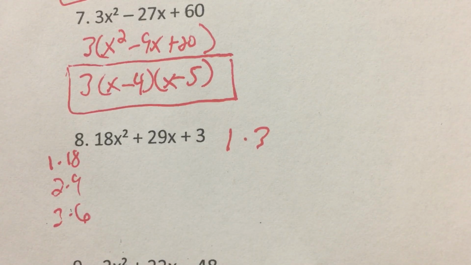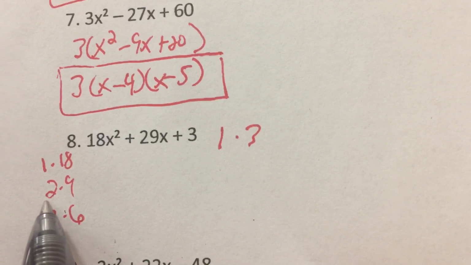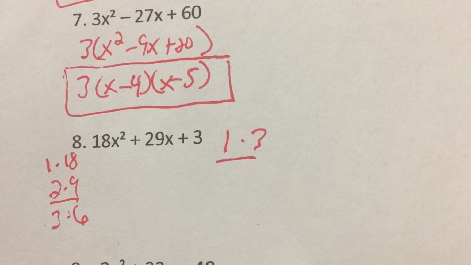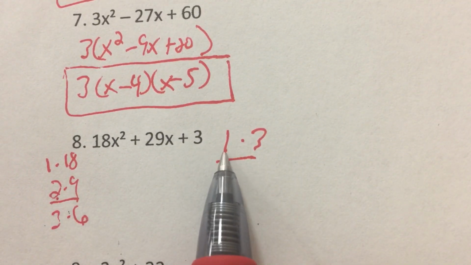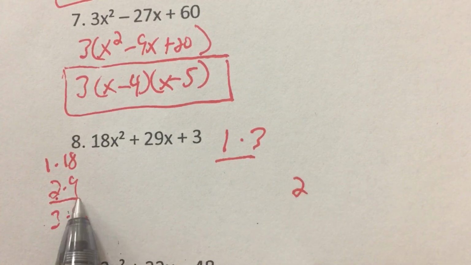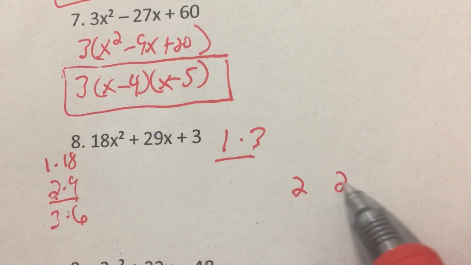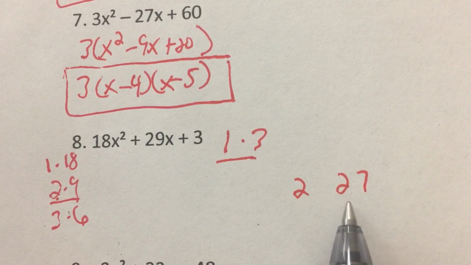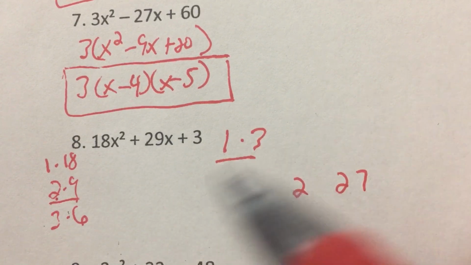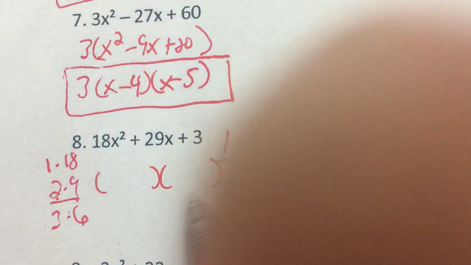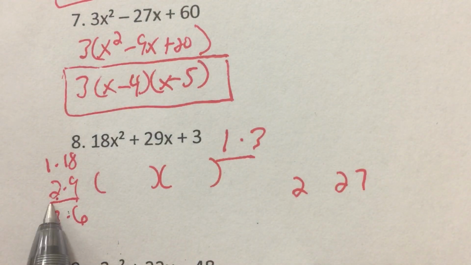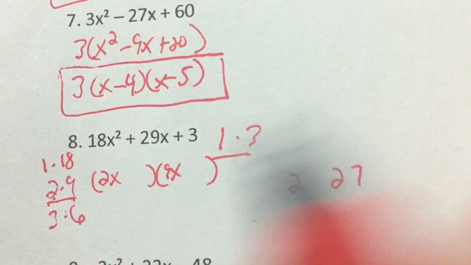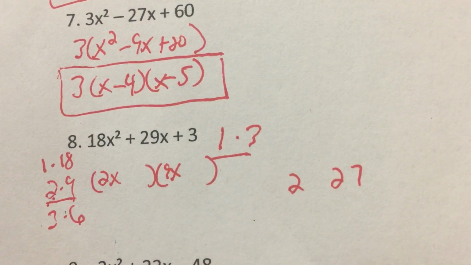And as I take a look here, I think I see it. It's this one with this one. Because 2 times 1 is 2, and 9 times 3 is 27. And if you were to add 2 and 27, you would get 29. So open up my two parentheses. I need a 2x and a 9x to get my 18x squared. I need to put 1 and 3 in the correct spots.